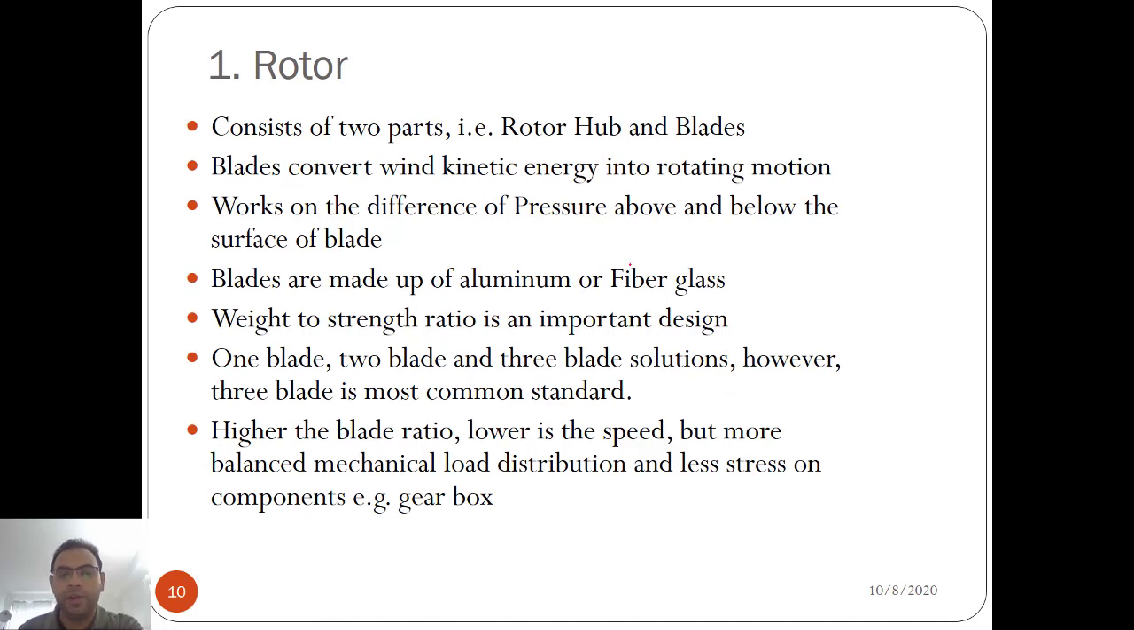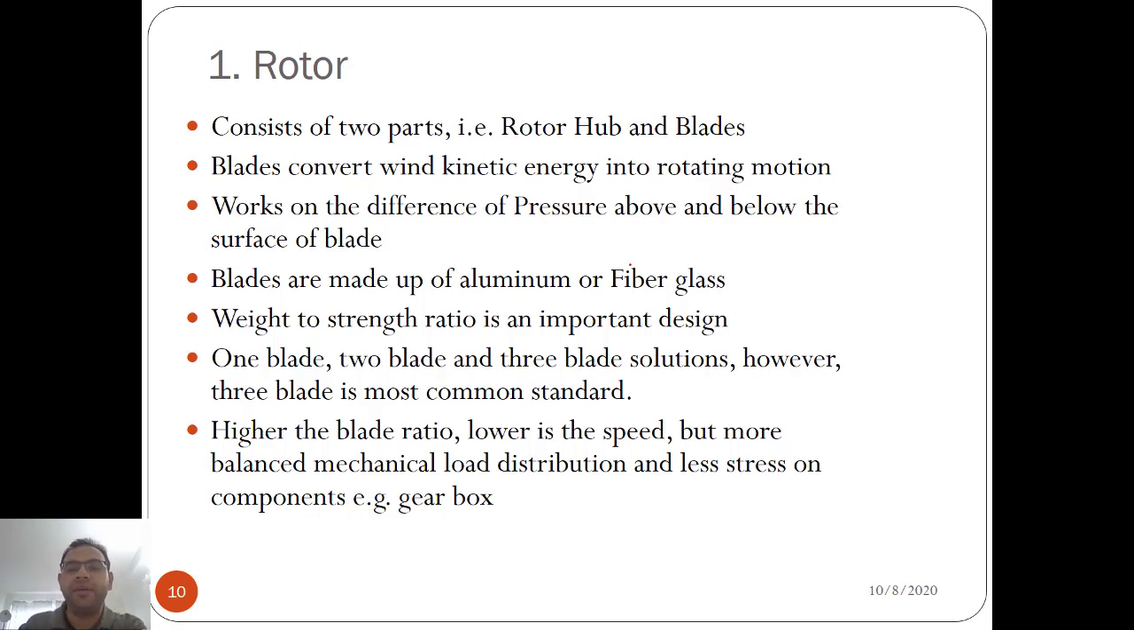Okay, so now I will go to the first part, which is the rotor. Now, the rotor actually consists of two parts. The first part is the rotor hub, and the second part, and the important part, is the blades. So, blades actually convert kinetic energy into rotating motion. How does this work? How do they actually convert the kinetic energy into rotational energy? You can take an analogy from airplanes. In airplanes, you have wings, which are actually the blades here in the case of wind turbines.